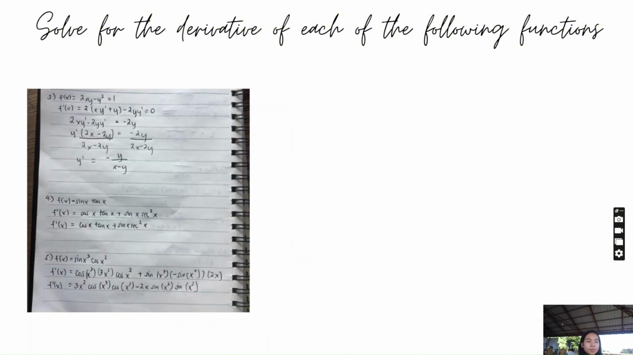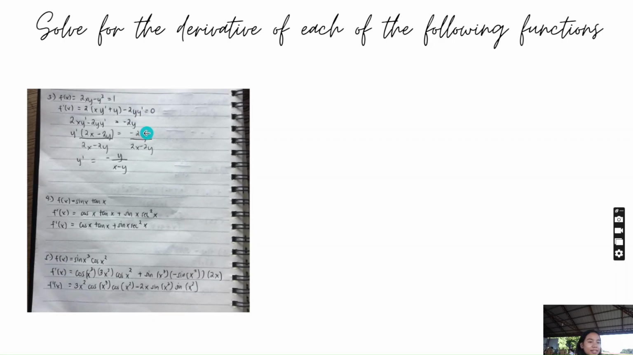Moving on to number 3. We are given the function 2xy minus y squared equals 1. This is the same as the first one, so we are going to differentiate both sides. That is why we equate the function to 0, because the derivative of a constant will always be 0.